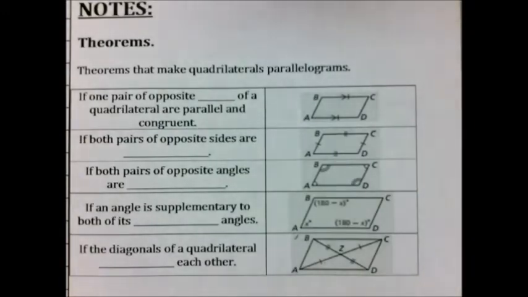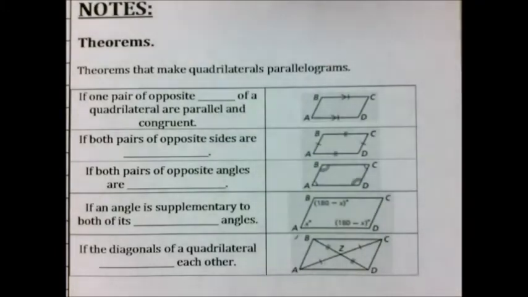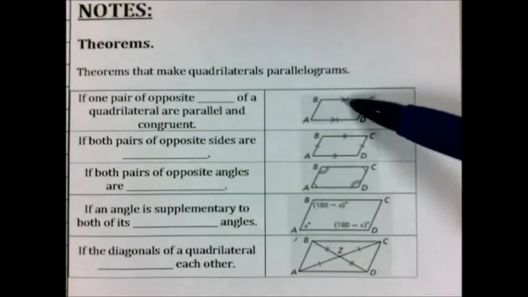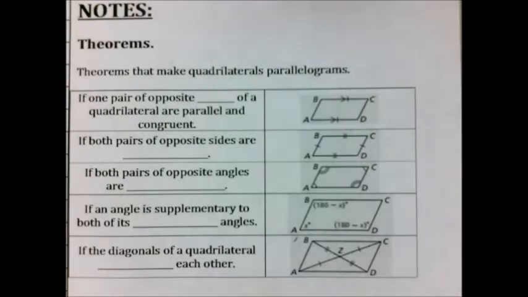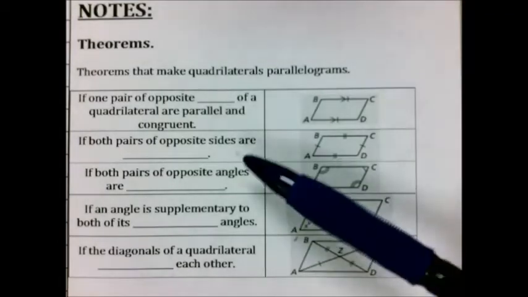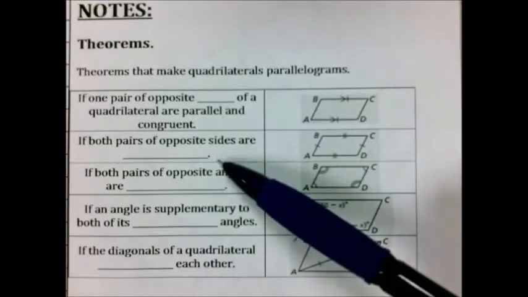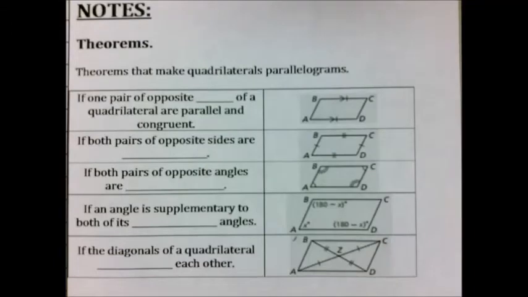Okay, so you might be a parallelogram if one pair of opposite sides of a quadrilateral are parallel and congruent. What that means is that we have parallel sides by this marking, and they're also congruent. That means it is going to be a parallelogram. You might be a parallelogram if both pairs of opposite sides are congruent. So if both opposite sides are congruent, it might be a parallelogram.